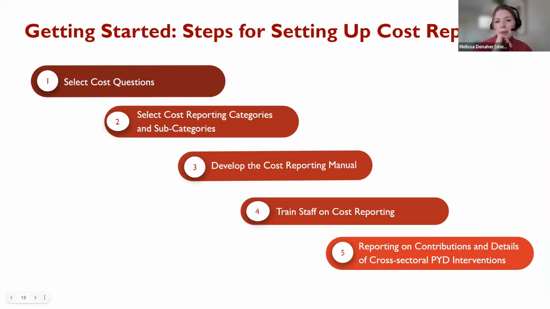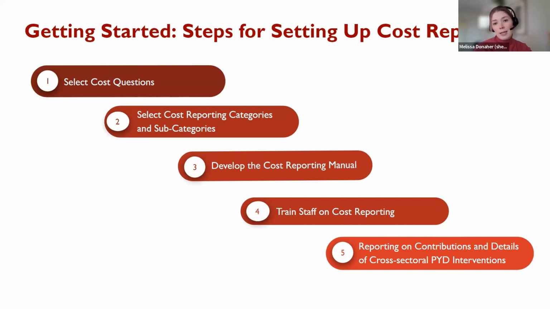So at this point, you might be wondering, how do we actually do this? How do we go about setting up cost reporting? There are 5 main steps to do this. I'm not going to go into detail on them now because they are described in a lot more detail in the guidance document. But just to emphasize a couple points, the first step is selecting your cost questions. So what is it that you want to be able to answer from this cost data? Defining that up front will help make sure that your system is set up to answer those questions.